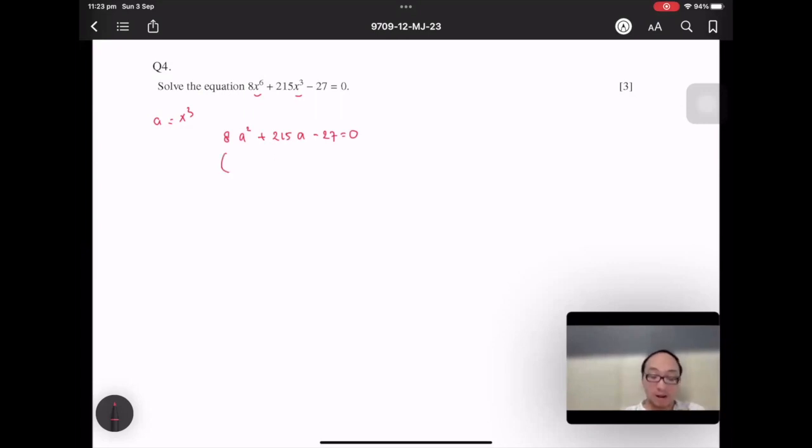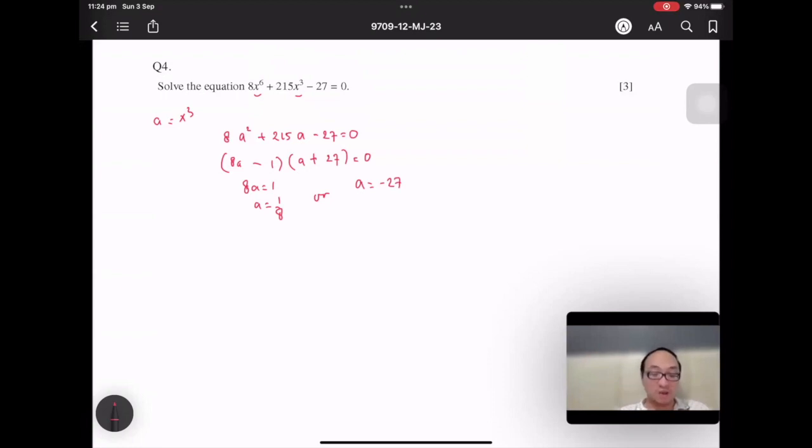And then I can factorize this. This is 8A, this is A, this is 27, this is 1. So 27 times 8 equals 216, so it's positive and minus. So we have 8A equals 1, A equals 1 over 8, or A is equal to negative 27.